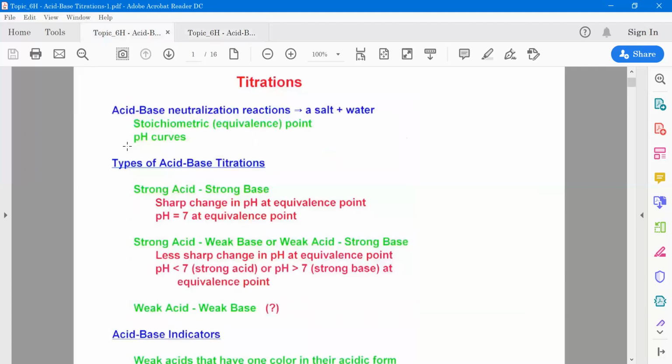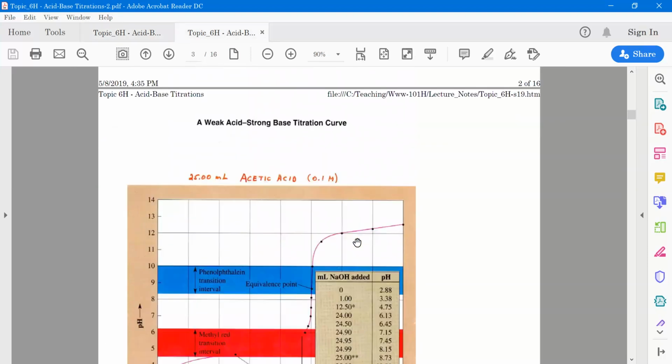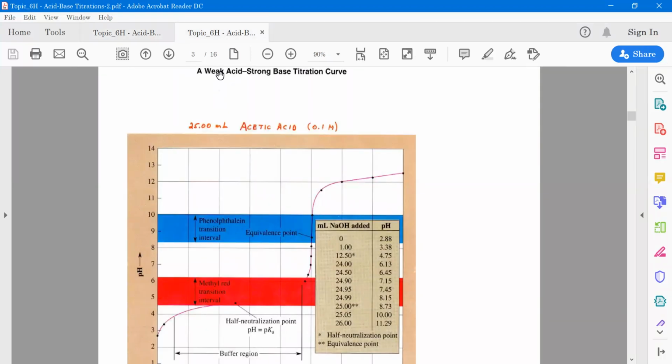Now, another type, which we'll spend more time talking about, are strong acid titration with a weak base or a weak acid titration with a strong base. Now, as we'll see, there's a less sharp change in pH at the equivalence point, and the pH will be either less than 7 or larger than 7, depending on which way we're titrating, either this titration or this one. So looking at that, here's an example of a weak acid, strong base titration curve.